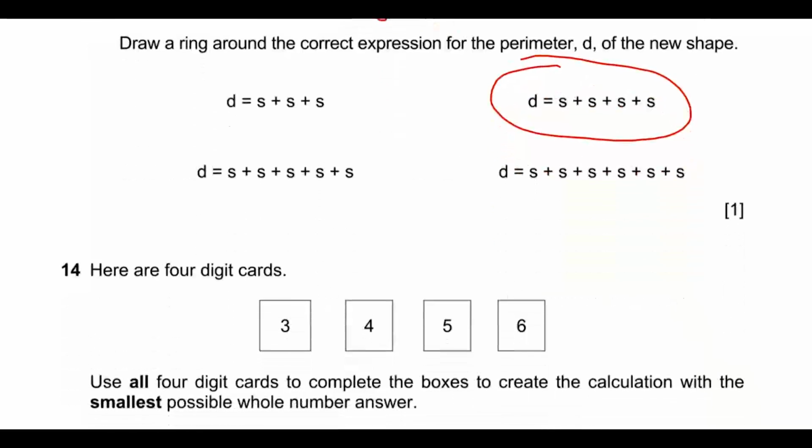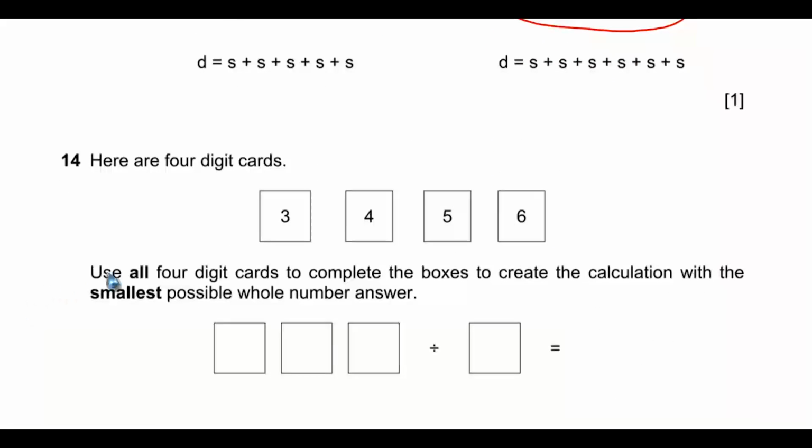So number 14, here are 4-digit cards. Use all 4-digit cards to complete the boxes to create the calculation with the smallest possible whole number answer. So since you want to get the smallest, that means you must divide. You try to divide by the largest. Probably we'll put 6 here. Okay, so that is the first trick, and the smallest number should be here. We'll put 3 here. Okay, now we have 4 and 5 left.